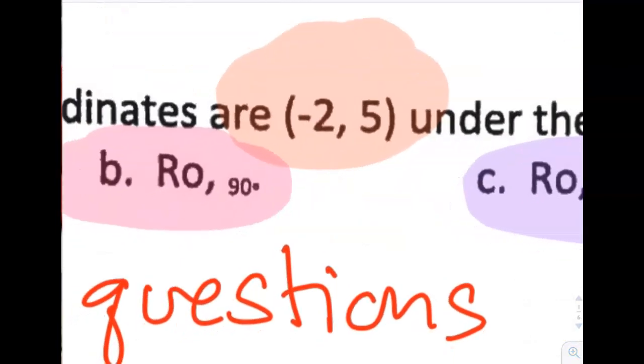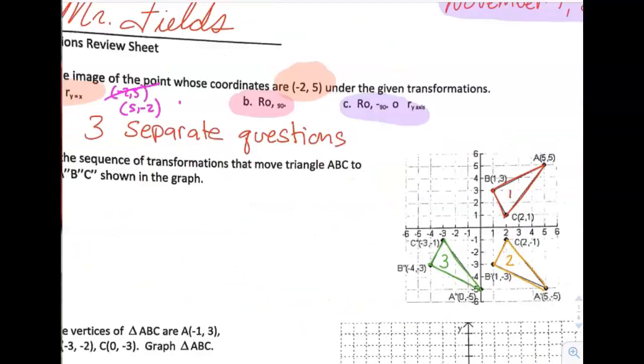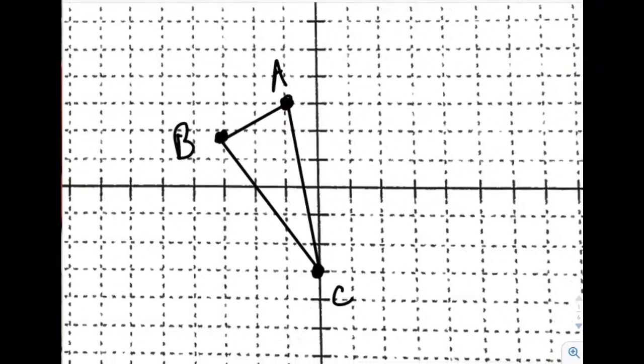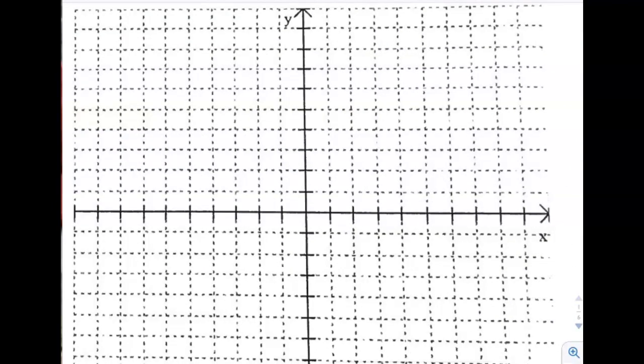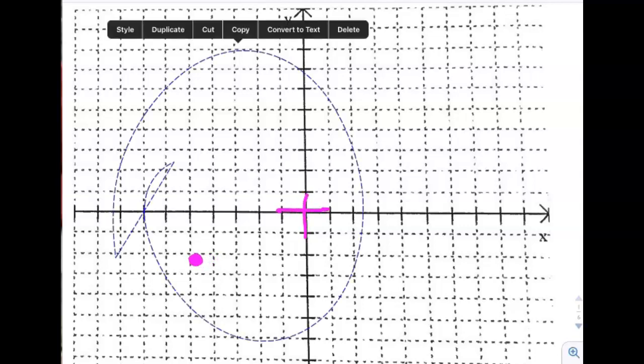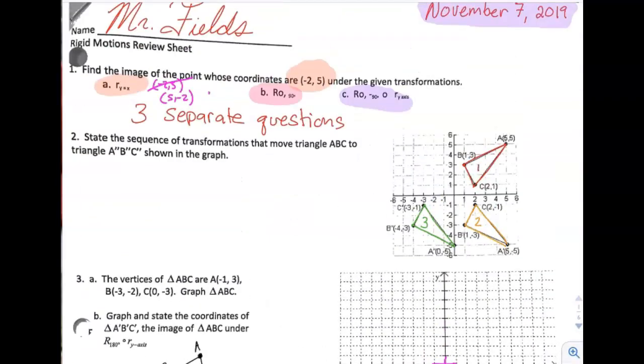Okay, the second question, -2, 5, rotate 90. Just find a piece of graph paper. If you went to -2, 5, and you rotate it about the origin 90, which is to the left, you then have -5, -2. You just use your patty paper for that one.